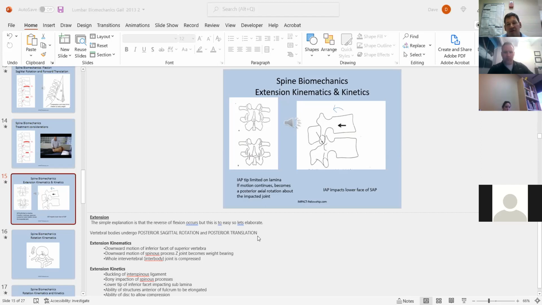If you think about extension, it's really the reverse of flexion. There's going to be a posterior translation moment, with the superior facet coming back on the inferior facet. At the end range, this can be limited by the impaction of the inferior articular pillar on the lamina of the inferior vertebra. And again, as with rotation, if this is hypermobile or there's increased mobility here, it can create an altered axis of rotation in this position as well.